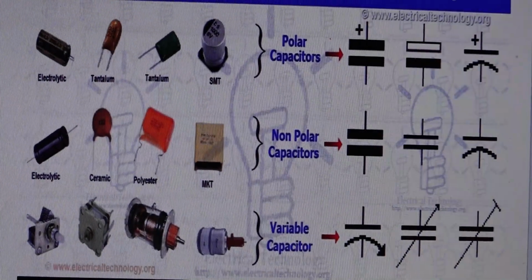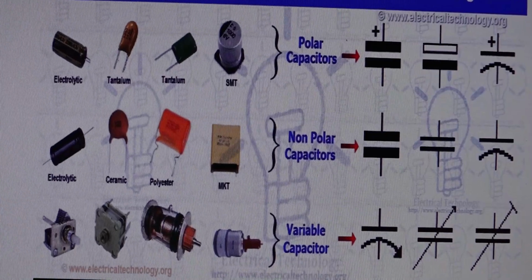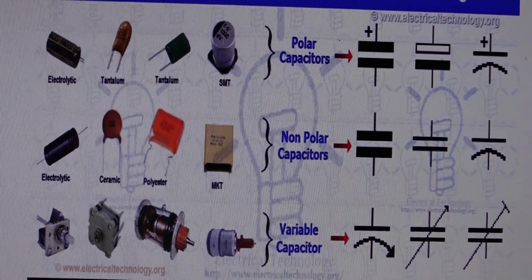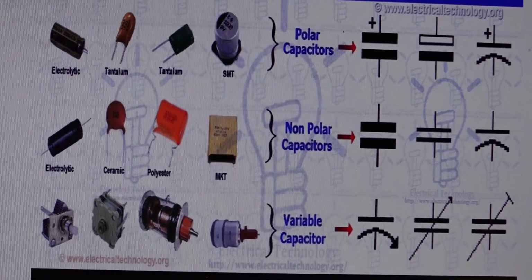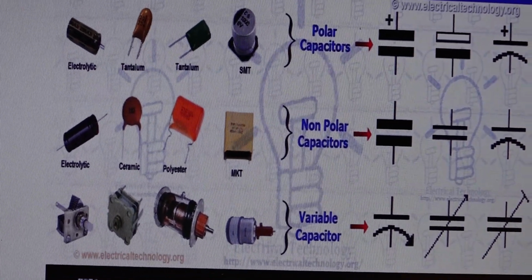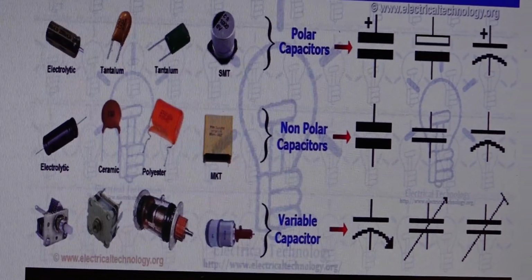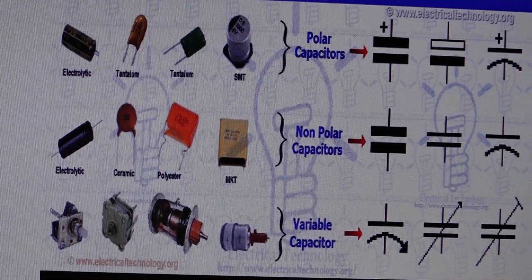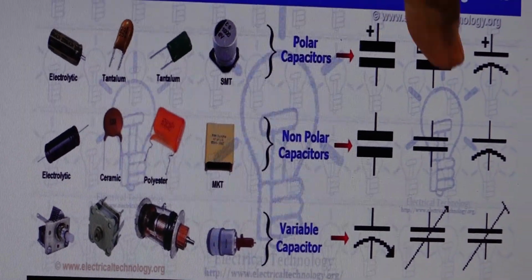Okay, these are the different types of polarized, non-polarized, and variable capacitors with their schematic symbols. The first one is polarized capacitors, where we have the electrolytic capacitor, the tantalum capacitor, and the surface mounting device capacitor, and their corresponding symbols are these three.